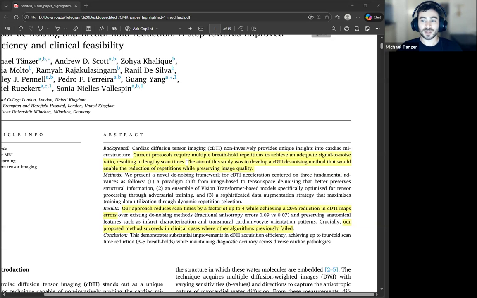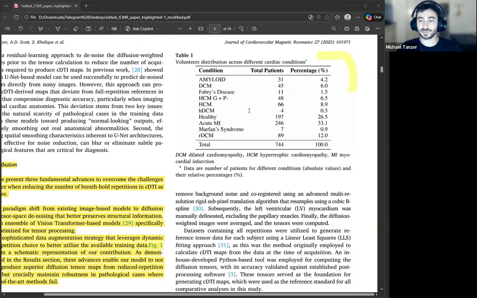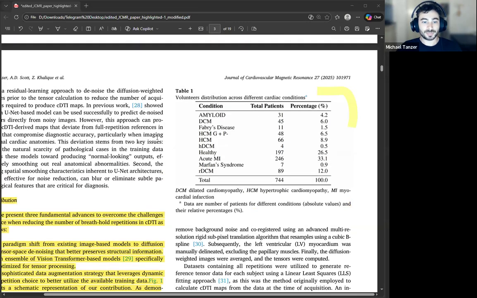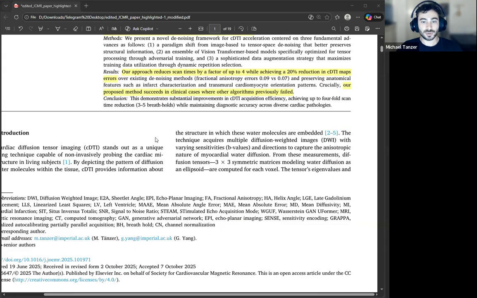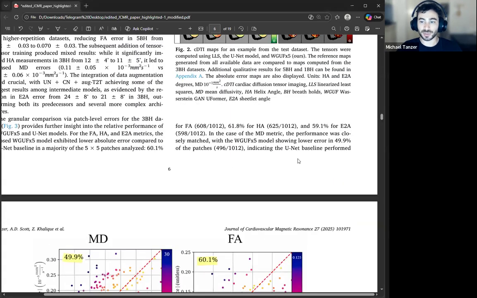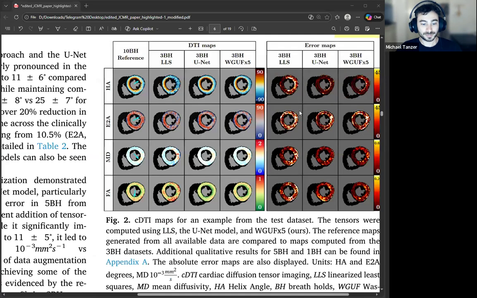We tested this on 744 datasets, covering a wide range of pathologies, and crucially, our method succeeds in cases where previous algorithms completely failed, particularly in patients with abnormal cardiac anatomy. I have here some details about the population we use for this study. And then I would like to move to the results first, and then we can go through the methods later if there are any questions about that. So zoom in a little bit more.